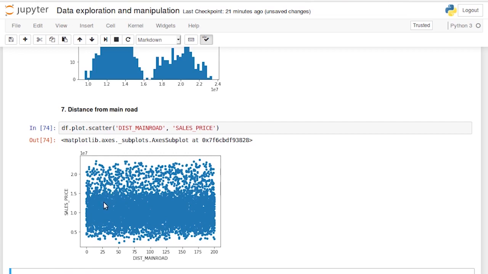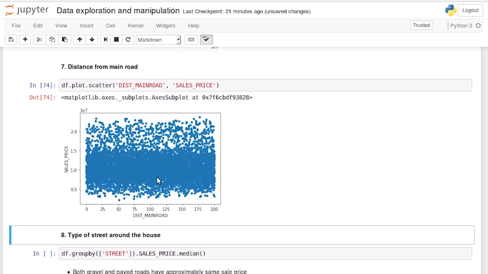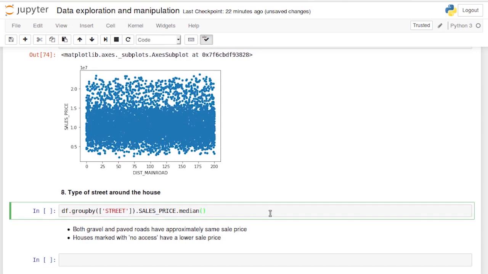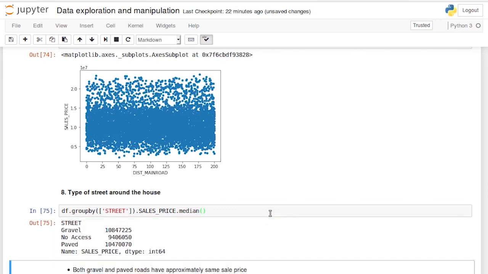So, what do you think, if distance from the main road does not affect it? Is there any other factor that should be playing a role here? Well, if you look at all the variables that we have, you would notice that we have a variable street, which basically gives us the street type for the houses. And let's see what the sale price is around different street categories. So we have three categories: gravel, paved, and no access, which might mean that these houses do not have good roads and good access. And it's clearly visible that these houses have comparatively lower sale price.